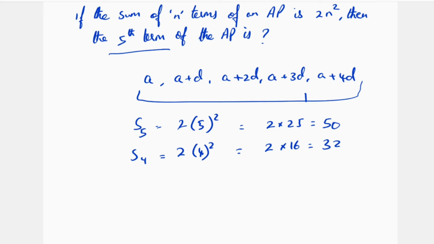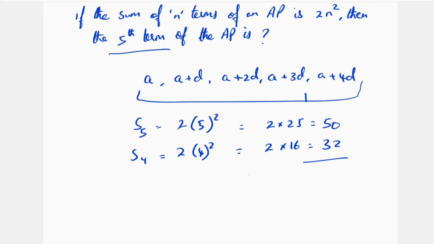Now I have the sum of the AP up to 5 terms, which is 50, and the sum of the AP up to 4 terms, which is 32. The difference between these two can only be the fifth term, correct? After all, what I'm doing is adding every consecutive term to the summation of the preceding terms, so that I get the sum up to n terms. So if I want sum up to 2 terms, I'll add A and A plus D, I'll get 2A plus D. If I have sum up to 3 terms, I'll have to add A plus D and A plus 2D. Like that, I'll be adding every next term to get sum up to the n terms. So sum up to 5 terms minus sum up to 4 terms will give me nothing but the fifth term.